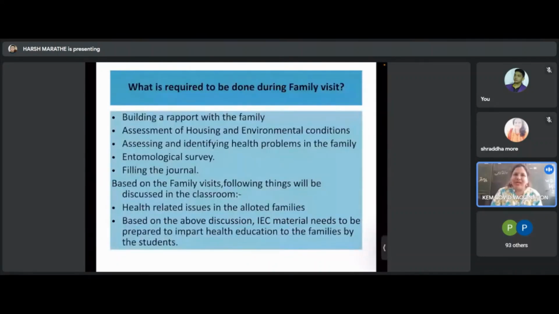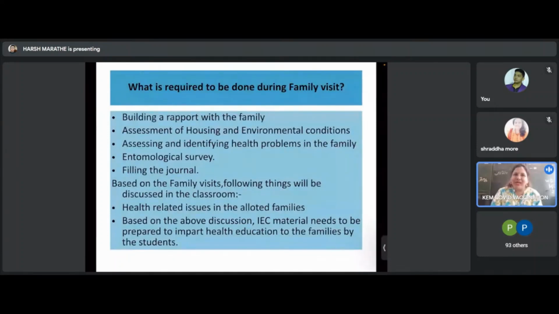Now, what is the most important thing to be done during the family visit? The first and most important is that you have to build a rapport with the family. That's why there are 3 family visits. The other reason for having 3 family visits is that the data you have to collect has different dimensions, and hence you are given a chance to go a second time and a third time.